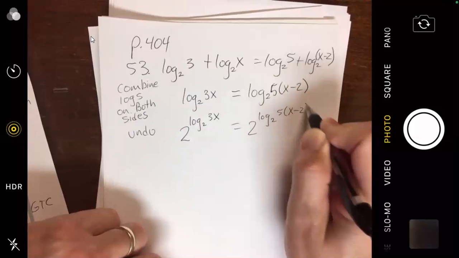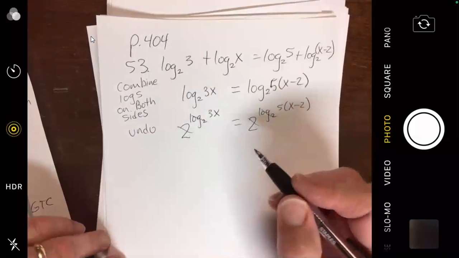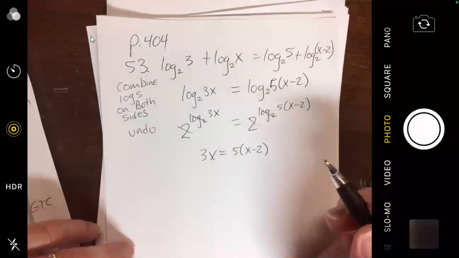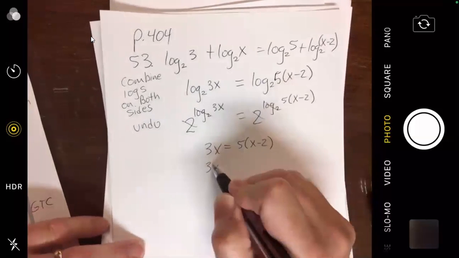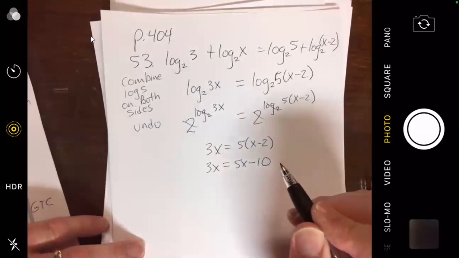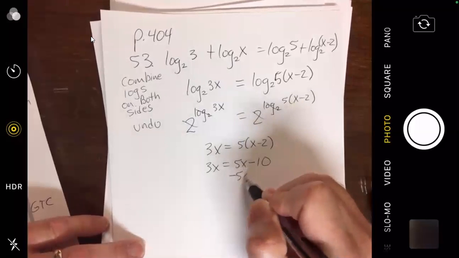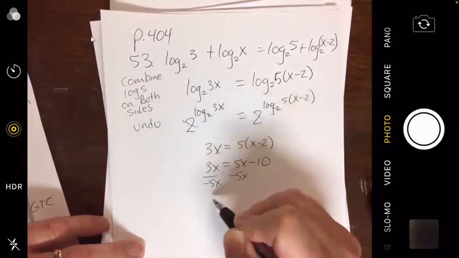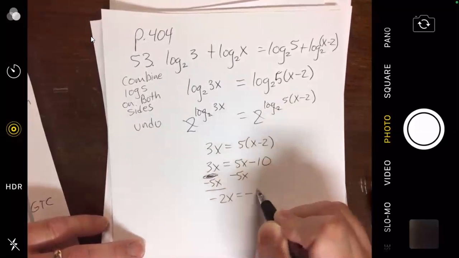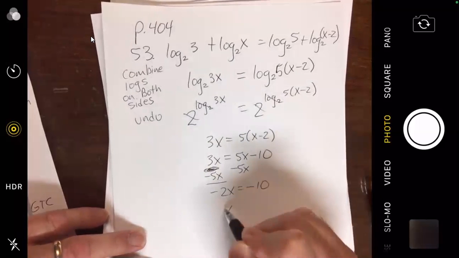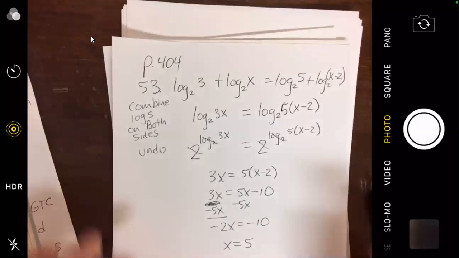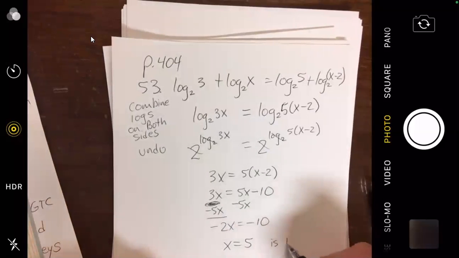Okay, so then these undo, they're inverse functions, leaving us the 3x equals 5 times x minus 2. 3x then is equal to 5x minus 10. Subtract the 5x over. Let's not divide. Subtract the 5x, so negative 2x equals negative 10. Divide both sides by negative 2. X would be 5. And remember, you need to check, is this legal?